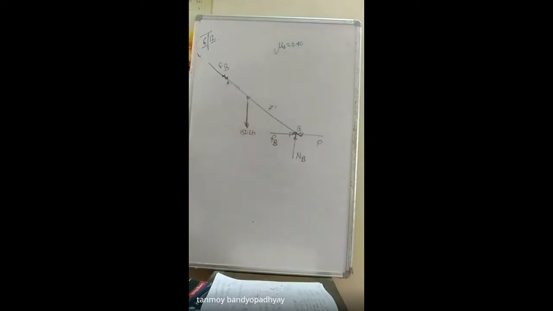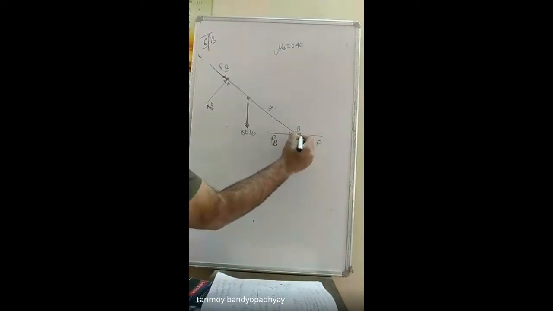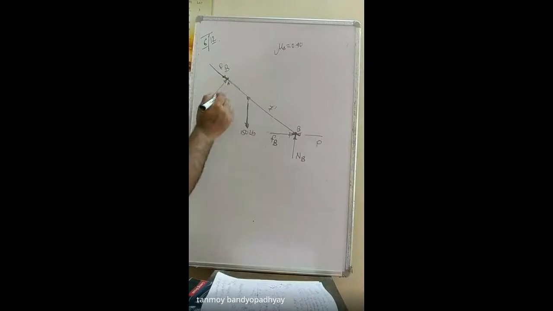Okay, sir? So it's resting on a surface, so this is NA. What else? The weight mg I have already drawn. The frictional force is this one, and the applied load. So I hope you can understand this free body diagram.